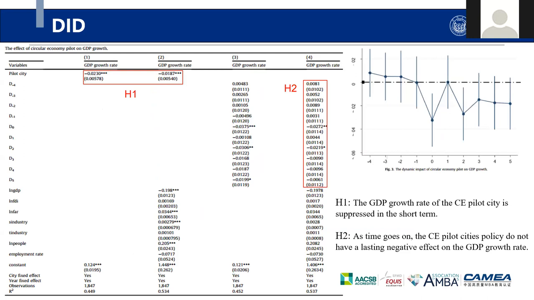The result of DID shows that the coefficient of pilot city is significantly negative, which indicates that becoming a pilot city of CE will slow down the local economic growth. Therefore, our hypothesis one is supported. Through evaluating the dynamic effect of CE policy, we can see the effect of pilot city on local economic growth changes with time.